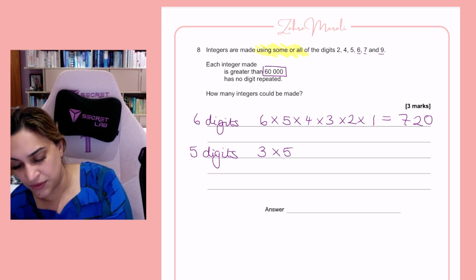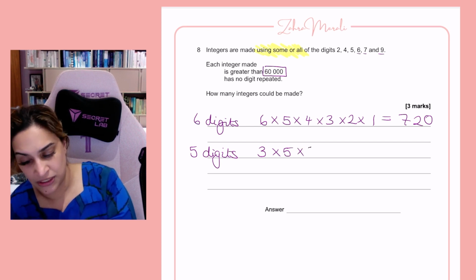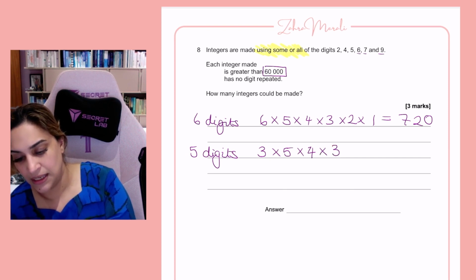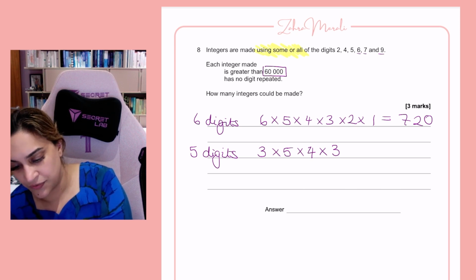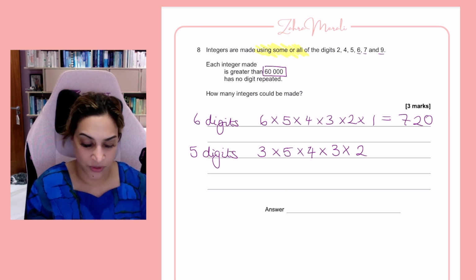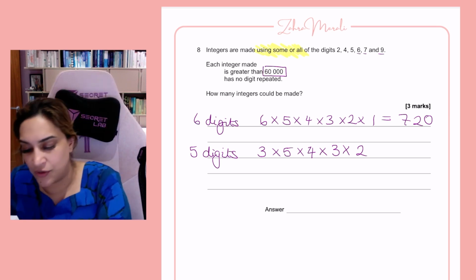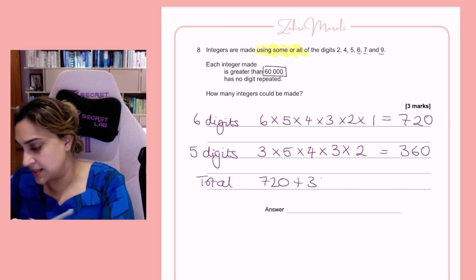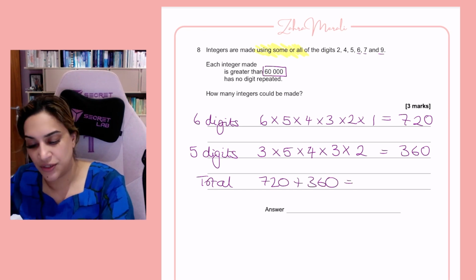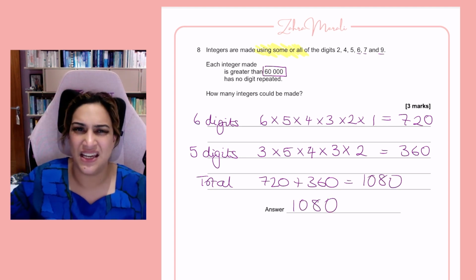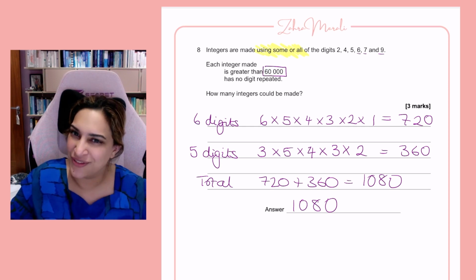And the same for the third number will follow suit, will be 4 digits. The fourth number will be 3, and the fifth number will be 2. So we end up with 3 times 5 times 4 times 3 times 2. So 360 possibilities. So the total will be 720 plus 360, which gives us 1080. So we've got 1080 possible solutions.